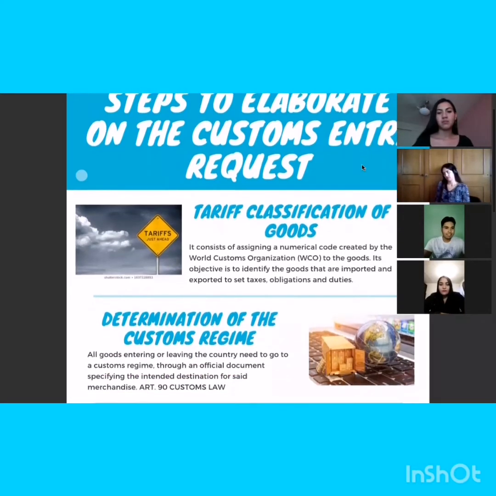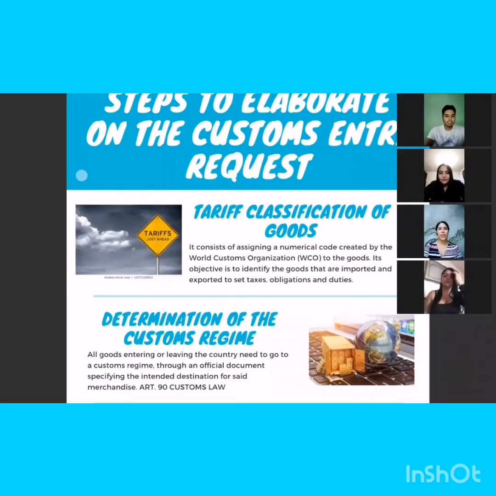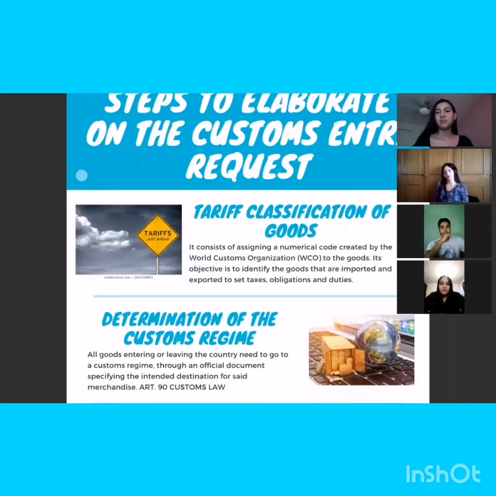The first step to elaborate the entry request is the tariff classification of goods. It consists of assigning a numerical code created by the World Customs Organization. In Mexico, we can determine the classification with the General Import and Export Tax Law, as well as the tariff and explanatory notes.